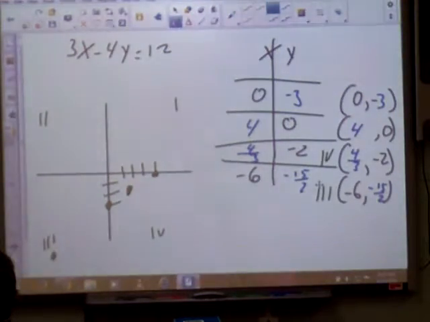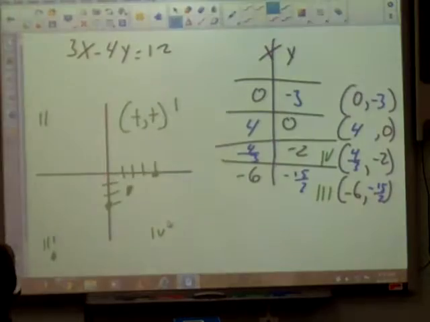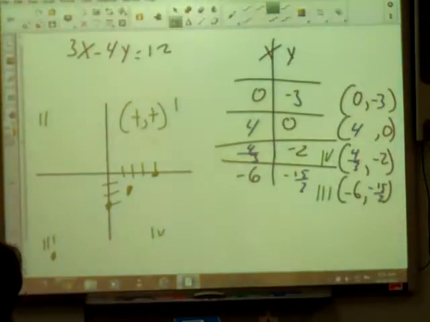So things to remember about the quadrants. To get into quadrant 1, I have to go right and then up. So I've got to be a positive and a positive. And remember, 0 is neither positive or negative, it's neutral. So that's why a 0 can't land in one of the quadrants.